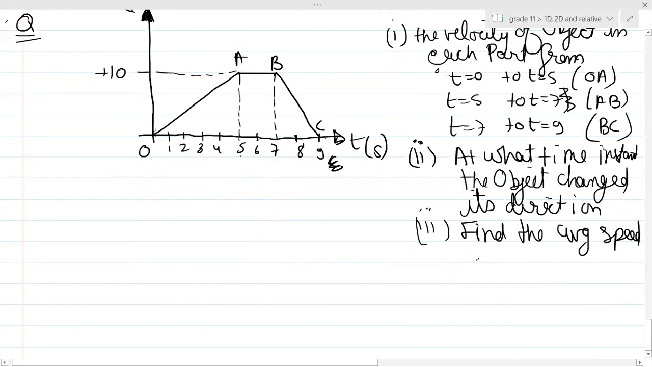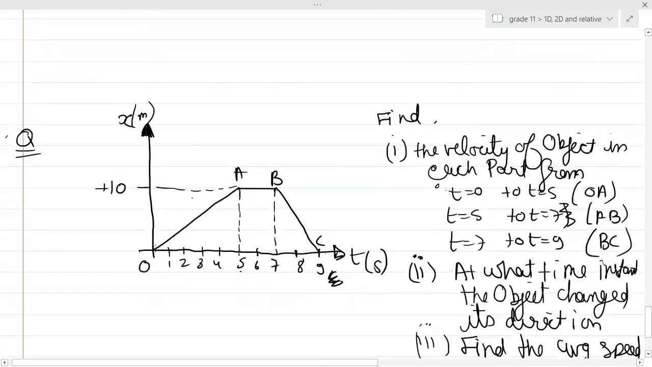Find the average speed for the whole motion. So see, guys, how will you do it? First of all, velocity. How do you find the velocity? It's a position-time graph, right? So velocity is the slope.